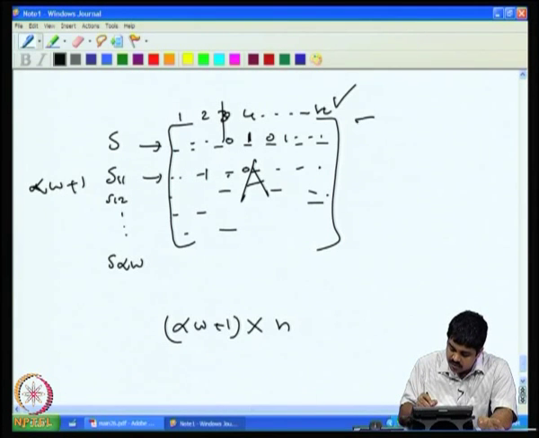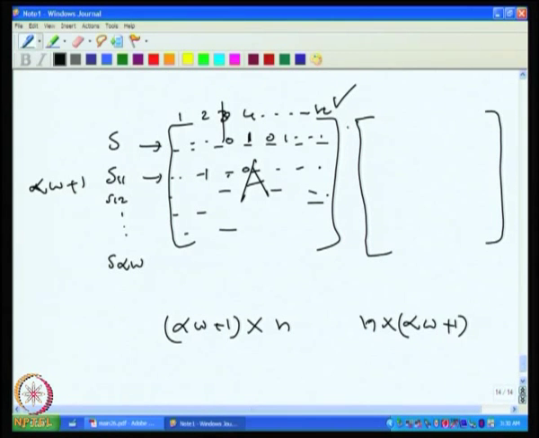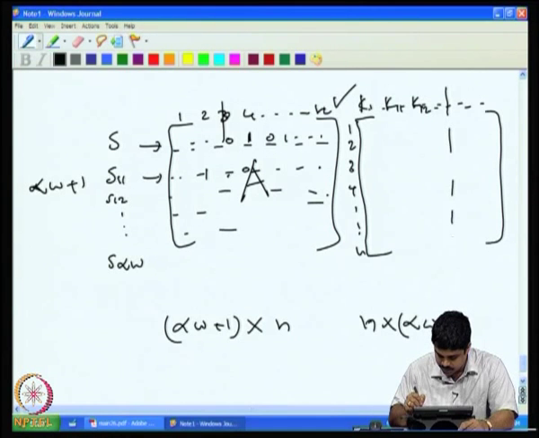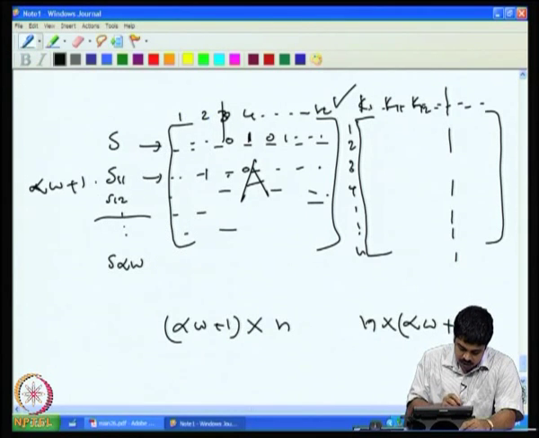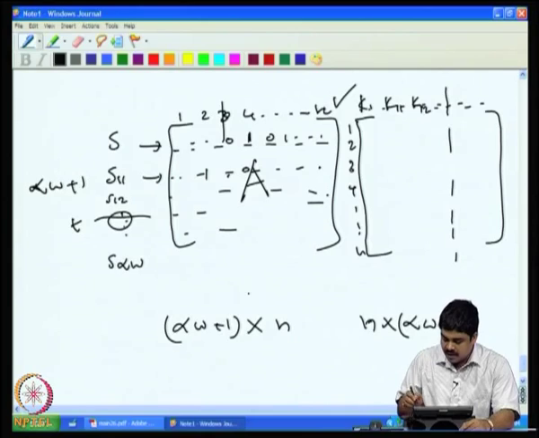Now, we will also similarly create a matrix which is an n by alpha omega plus 1 matrix, namely here the row numbers will be the vertex numbers 1, 2, 3, 4 up to n, and the columns will correspond to the cliques K, K11, K12, like that we can say. The clique corresponding to Sij will be in the corresponding column, right, because if this is the tth row, the corresponding clique for this independent set will be put here in the tth column. So, now when you multiply these two things, what will happen?